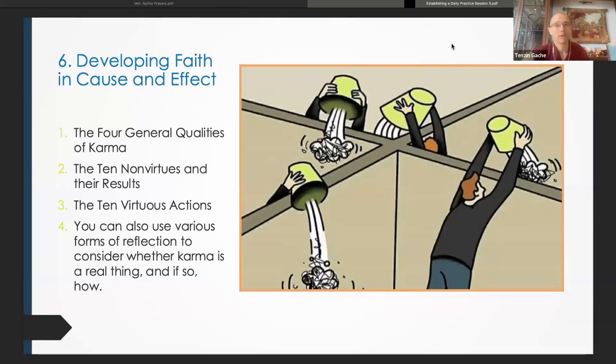Okay, so here we have developing faith in cause and effect. Just talking about karmic cause and effect. We're thinking about the way that actions accumulate and that we experience the results of those in the future. This is, I would say, one of the main topics that we discuss in our debates in the monastery for 20 years. Because this is not an easy thing to develop faith in. It's so contrary to what we see.